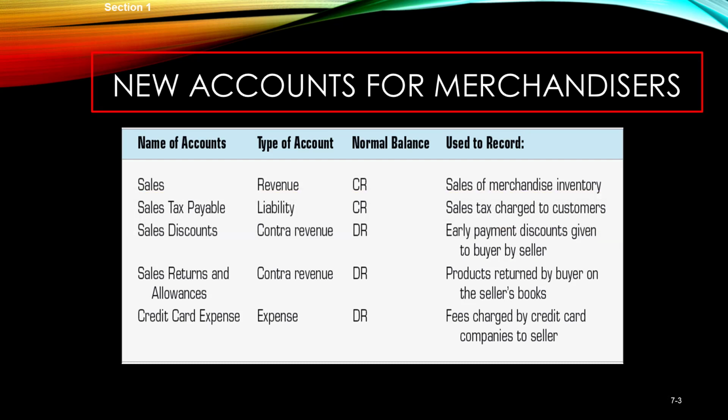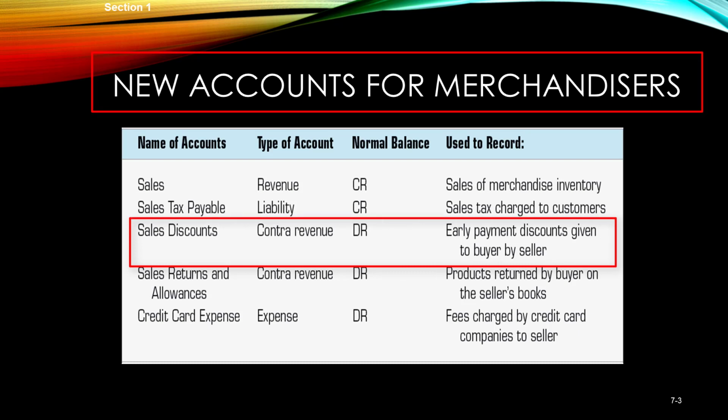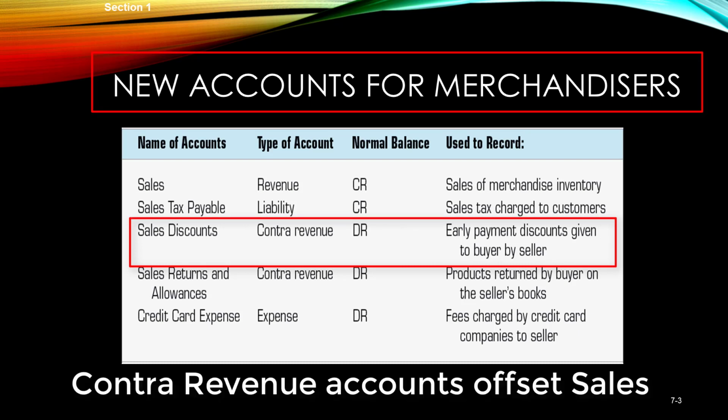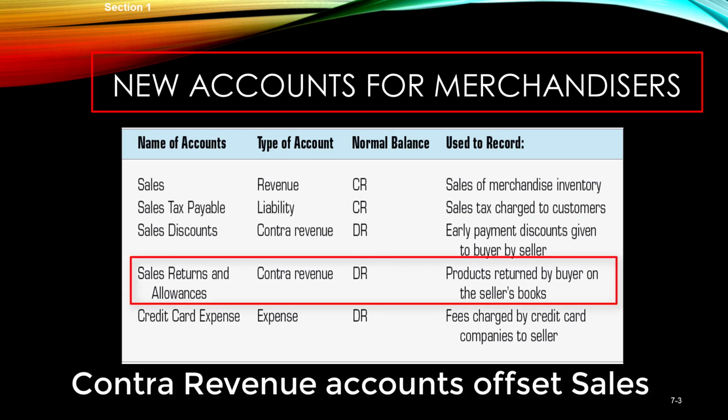Sales discounts is a contra revenue and will be used to hold early payment discounts that are given to the buyer by the seller. Sales returns and allowances is a contra revenue account. Its purpose is to track the products that are returned by the buyer on the seller's books. Like any other contra revenue account, its balance is a debit and it will be found on the income statement.